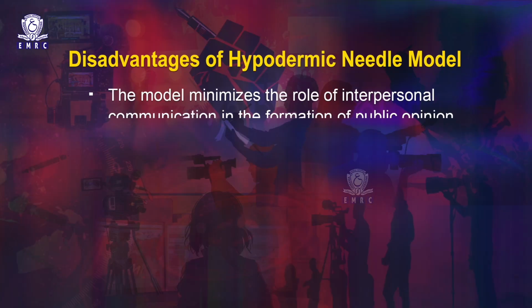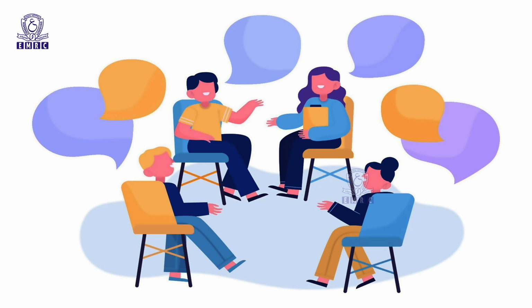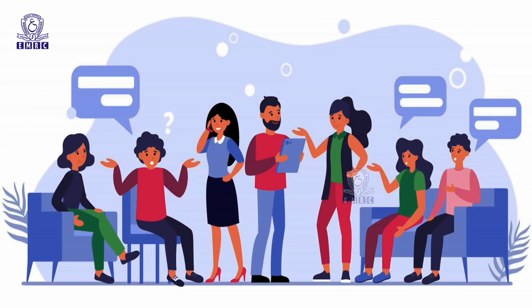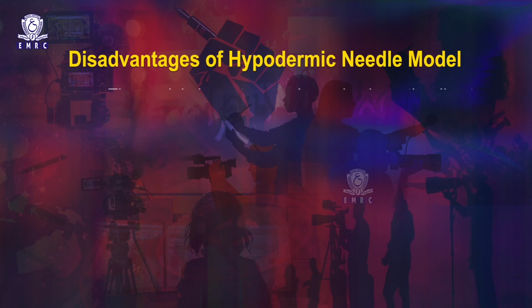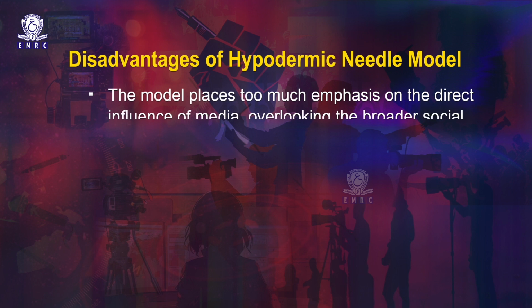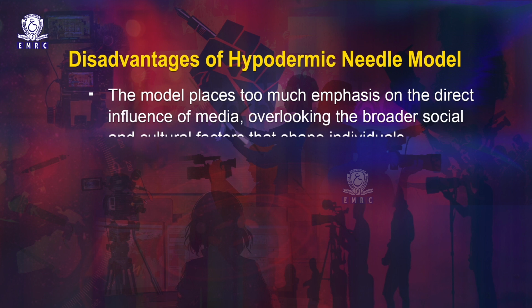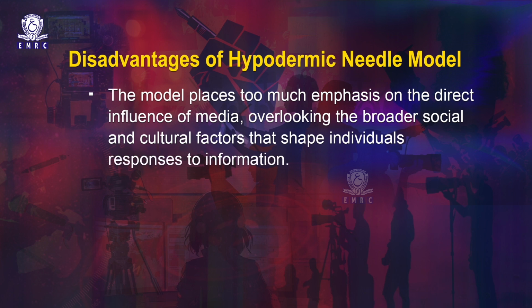The model minimizes the role of interpersonal communication in the formation of public opinion. In the context of propaganda, interpersonal communication channels such as discussions with friends, family or colleagues can significantly shape individuals' interpretation and responses to media messages. The model places too much emphasis on the direct influence of media, overlooking the broader social and cultural factors that shape individuals' responses to information.